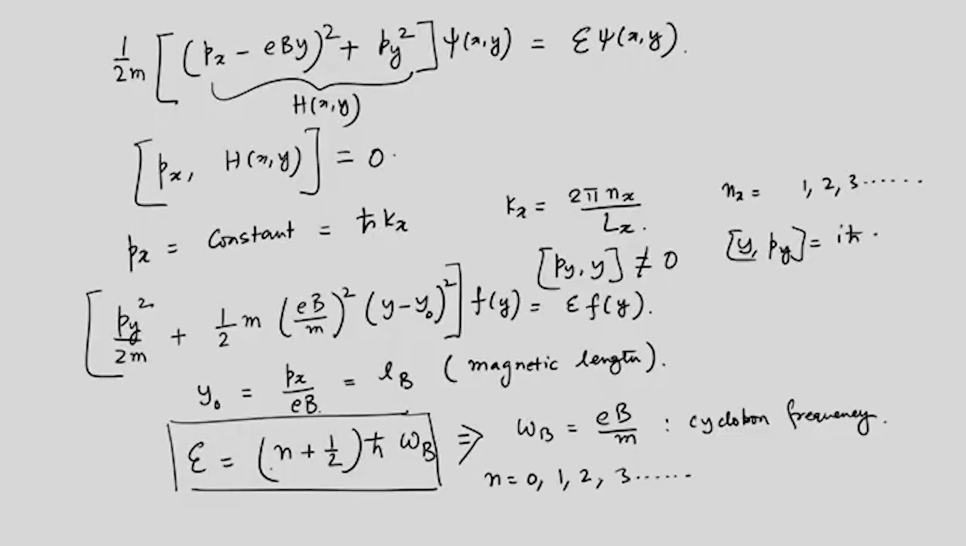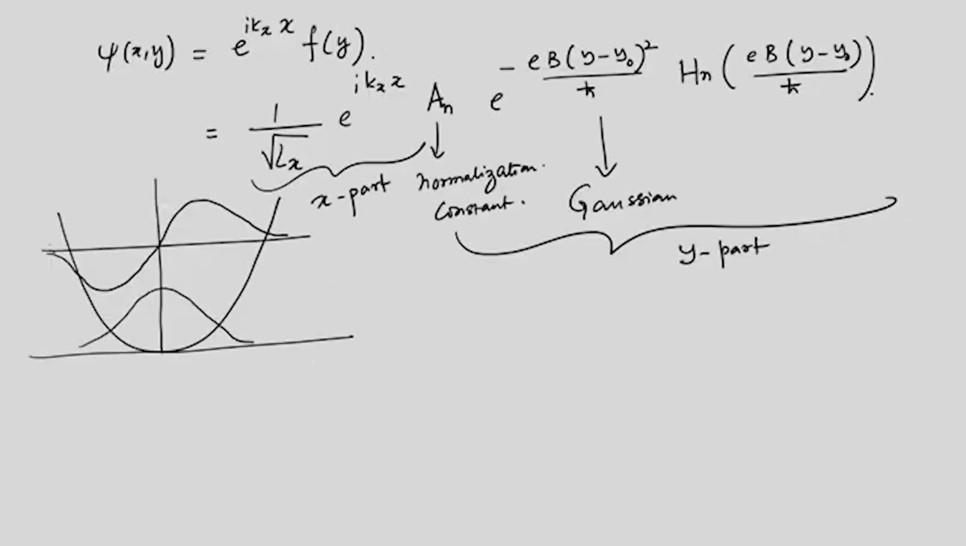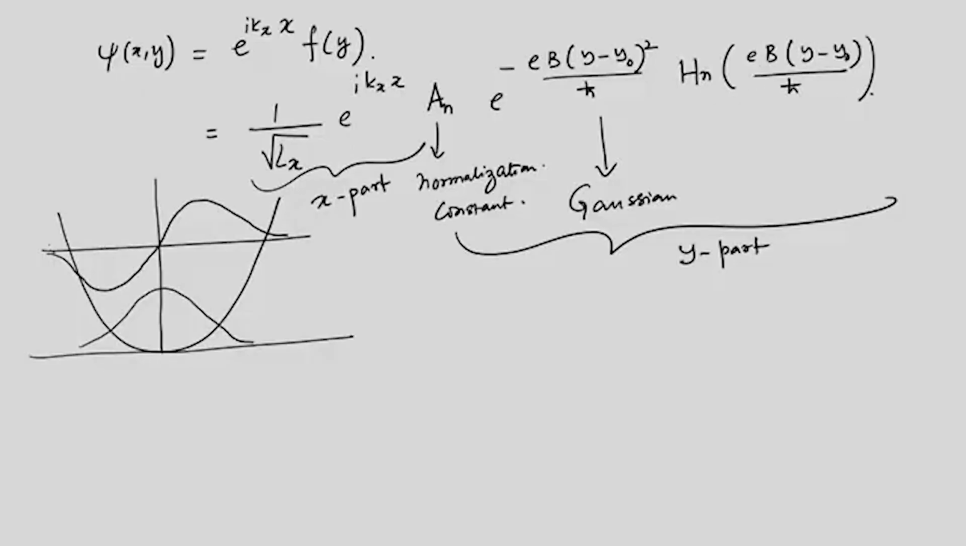Now, if you go to this last slide, you have n plus half h cross omega, and n equal to 0, 1, 2, 3, etc. These are called the Landau levels. So, the energy levels have a name, the Landau levels, and Landau is a Russian physicist. The wave function is actually a freely propagating part in the x direction multiplied by a harmonic part which is executing a harmonic oscillation which has a Gaussian term and a Hermite polynomial. When n is even, the polynomial is even, when n is odd, the polynomial is odd.